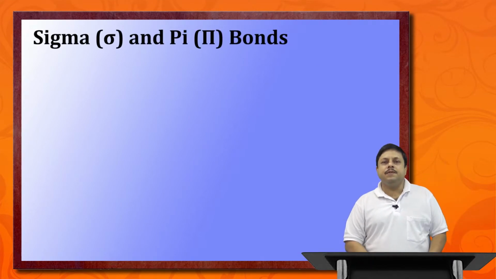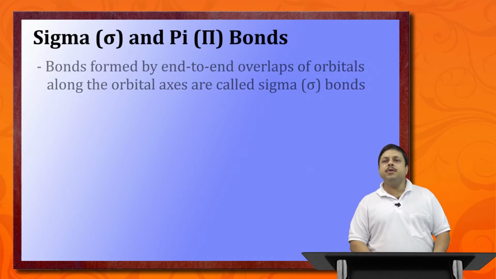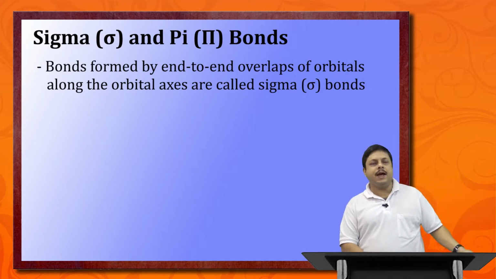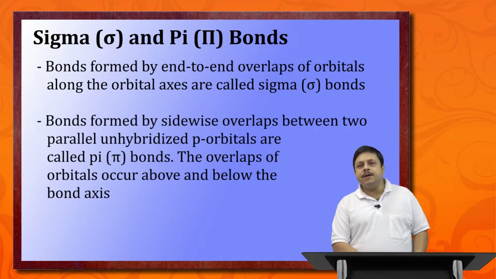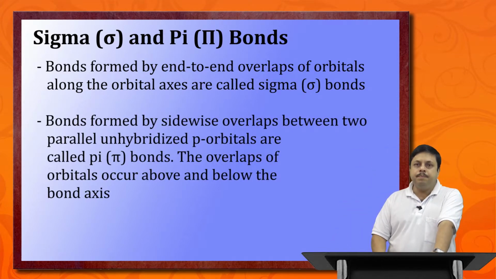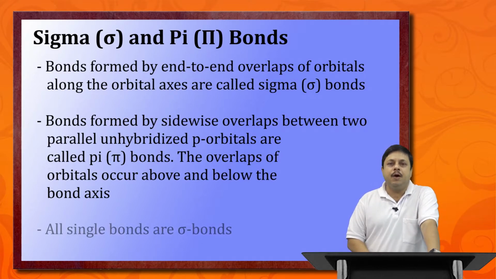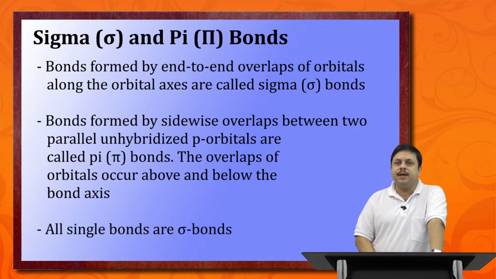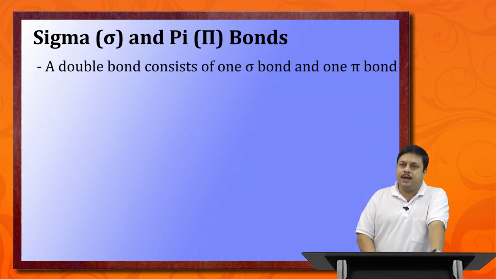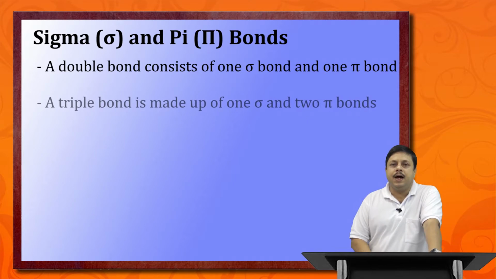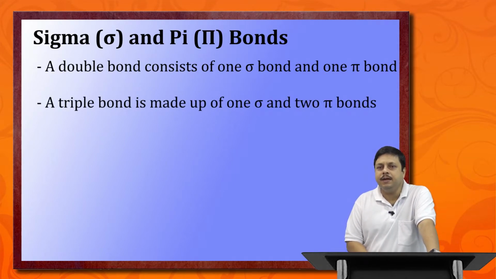What we can observe is that bonds formed from end-to-end overlaps of orbitals along the axis of the orbital are called sigma bonds. The bonds formed by the sidewise overlaps between the unhybridized p orbitals are the pi bonds. All single bonds are necessarily sigma bonds. This is the sigma framework of the molecule. A double bond always consists of a sigma bond, which generates the basic molecular frame, and one pi bond. A triple bond is always made up of one sigma bond, which is part of the molecular frame, and two pi bonds.